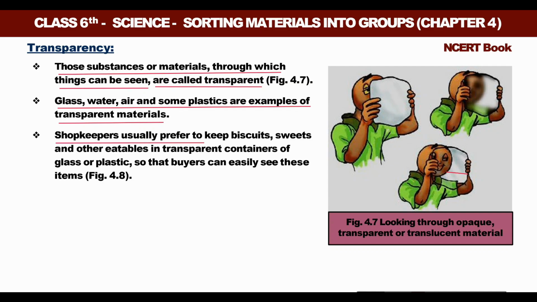Shopkeepers usually prefer to keep biscuits, sweets and other eatables in transparent containers. It may be made up of glass or plastic so that buyers can easily see these items and think about purchasing. So that is why it is kept transparent. It can be of glass or it can be of plastic.